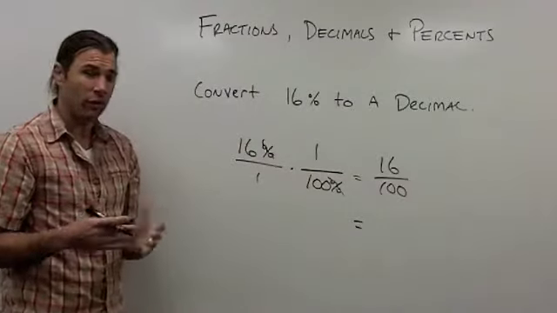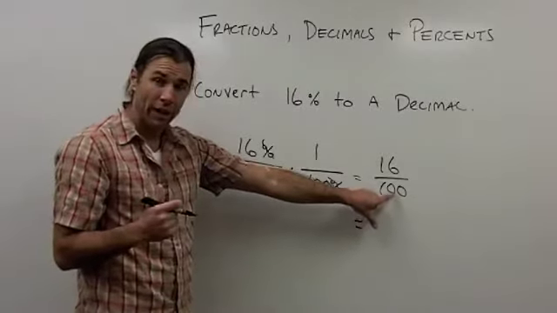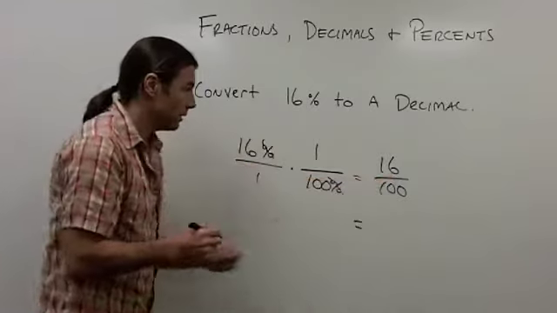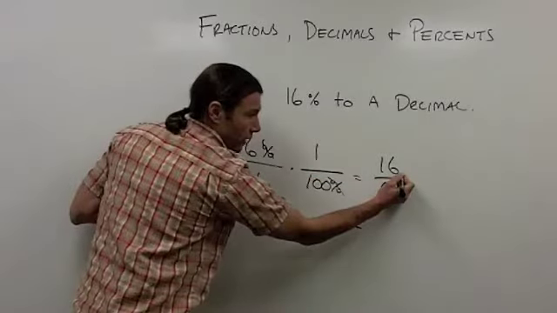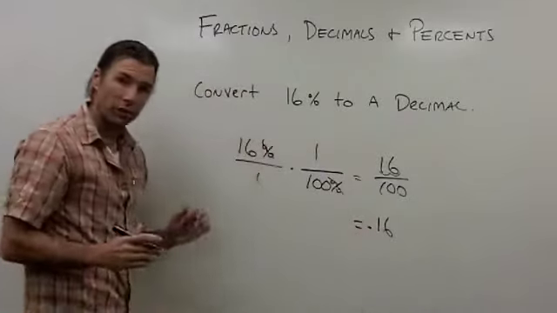16 over 100, well, we've already seen that, that's 16 hundredths. Another way of thinking about this is dividing by 100 is going to move the decimal place in 16 2 places to the left. That starts over here on the right, and we move it 2 places to the left. That's going to give me 0.16.